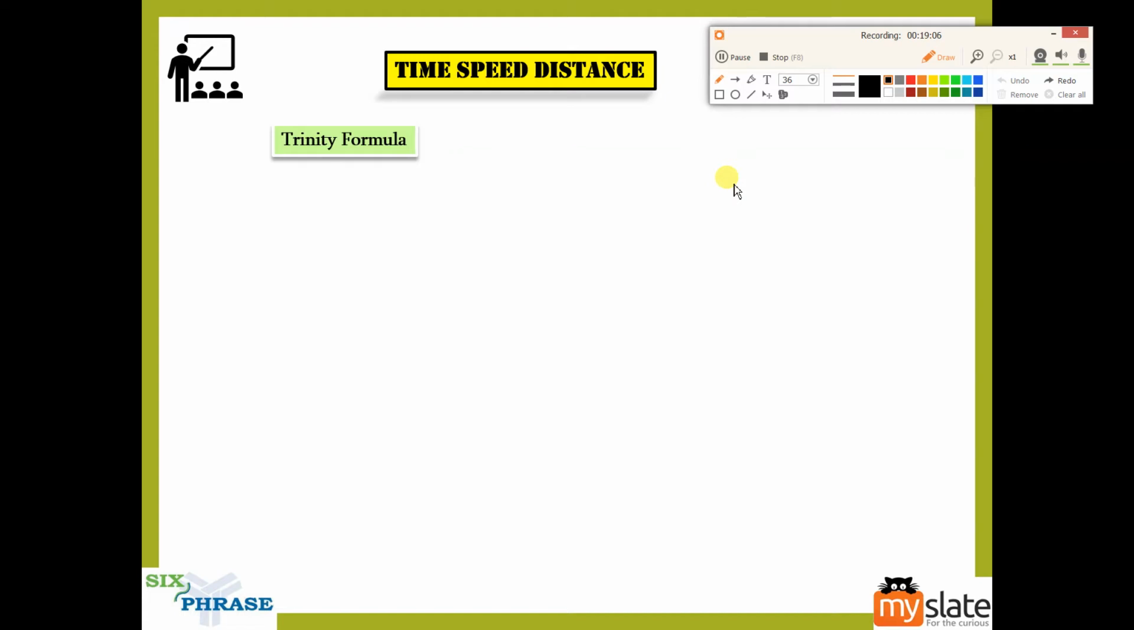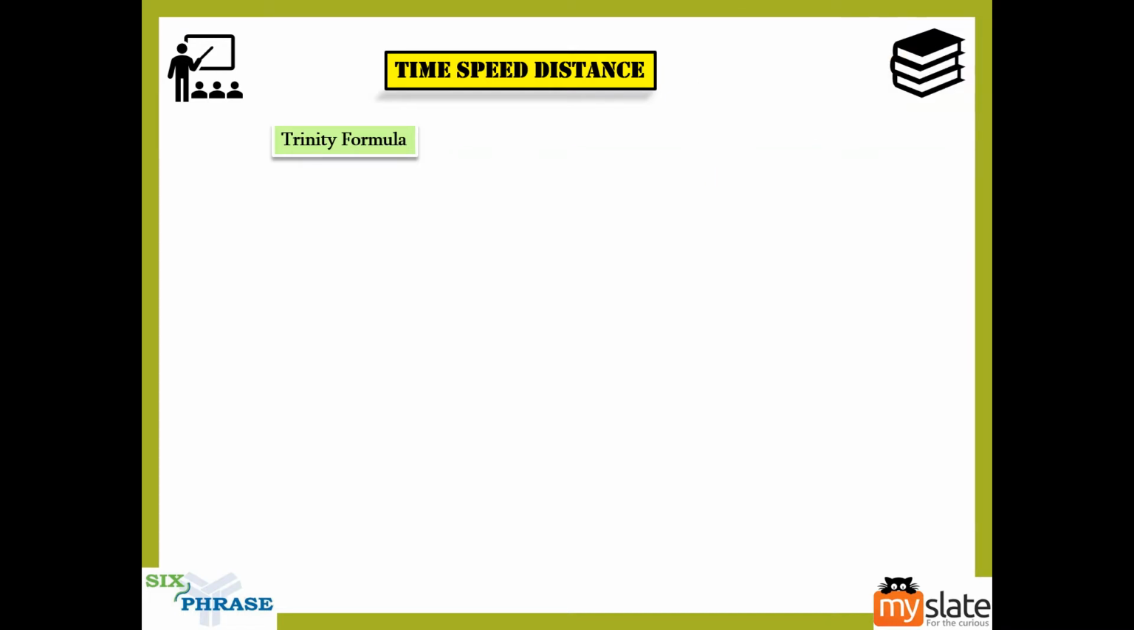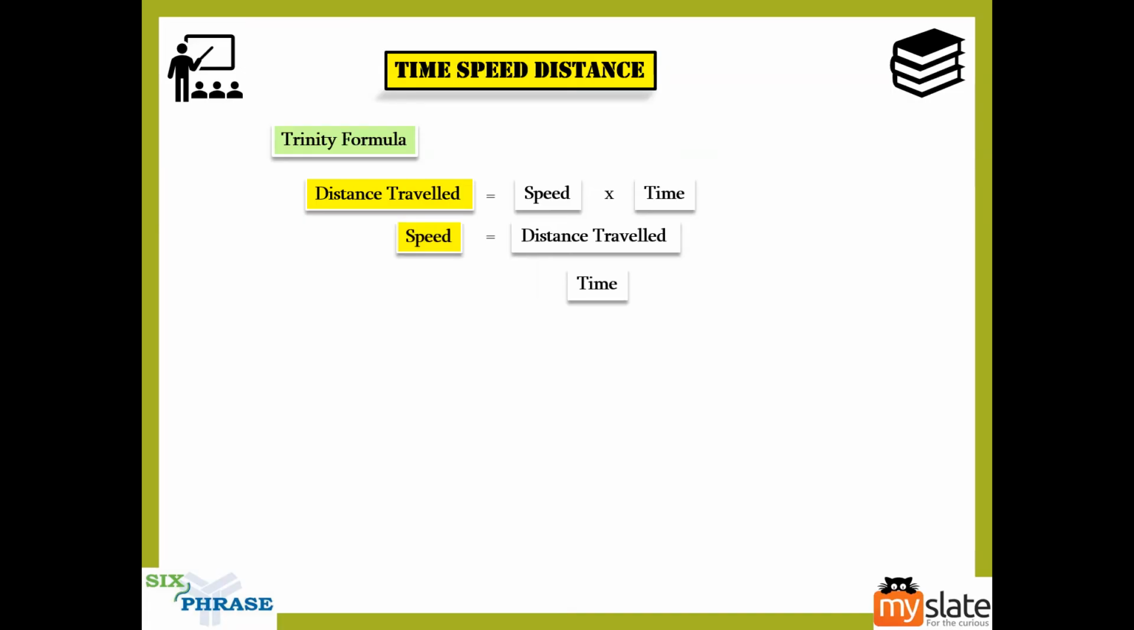That brings us to the formula, guys. The formula that you all know: distance traveled is equal to speed into time. Since speed is distance by time, distance is equal to speed times time. Distance traveled, distance is the same thing, guys. Don't get confused. Now this is also true: speed is equal to distance traveled by time. You know this to be true, right? And time is equal to distance traveled by speed.